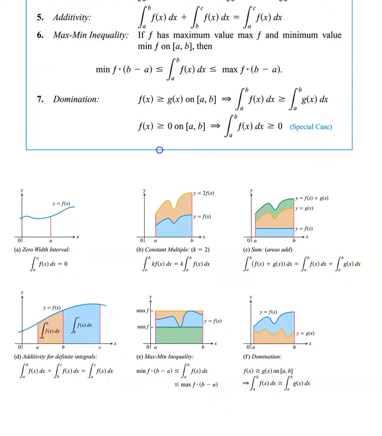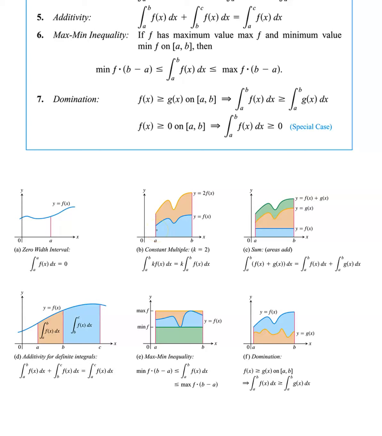So as you can see, zero width rule or interval, you did not move from a anywhere else, so you did not really span any area, so the area is 0. Constant multiple. Here's an example of how the blue graph is f of x and the yellow graph is 2 times f of x. So if you went 2 times above, the area under the yellow curve, this whole orange shaded region, that also includes the blue. That whole region is the same as the blue region times 2. Okay, that's what it means.